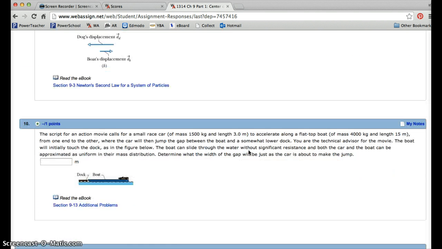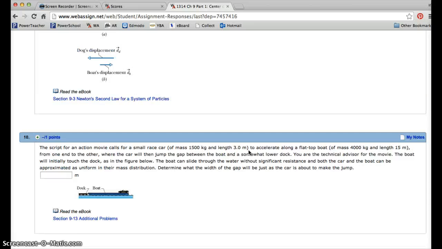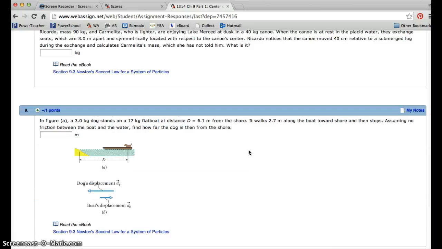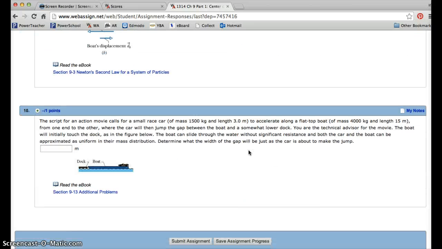Finally, number 10 is a lot like numbers 8 and 9. You're going to set up a center of mass situation, draw your pictures 2 vertically, the way that we did in class. Choose a 0 that's convenient, probably either the center of the boat or the center of the car, and then just carefully draw it out. You do have to take into account the length of the car and the length of the boat.